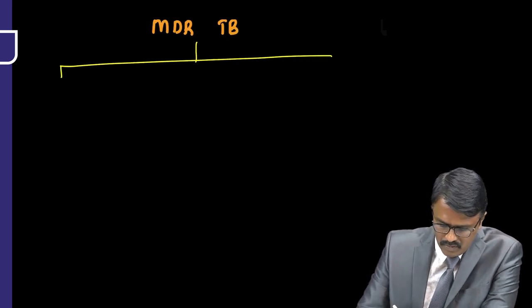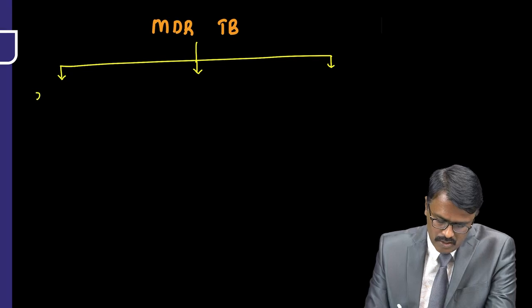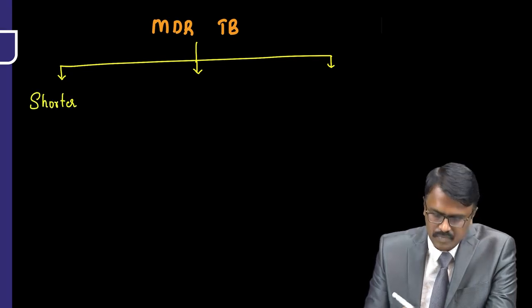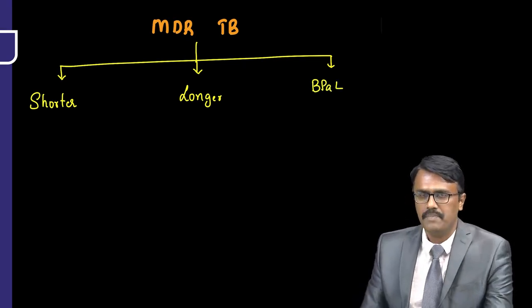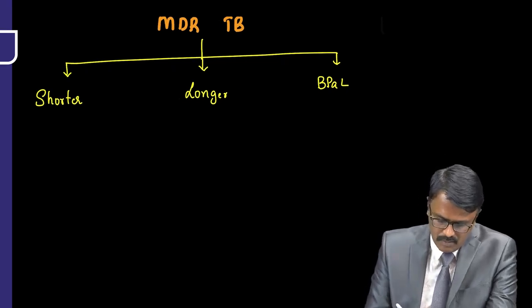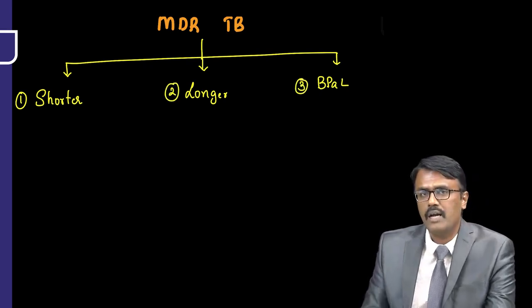To manage multi-drug resistant TB, we have 3 important regimens proposed. What are those? Number 1, a shorter regimen, a longer regimen, and a regimen called BPAL. Let us understand them one by one. So this is the shorter regimen, longer regimen, and the BPAL regimen for MDR-TB. Let us start with the first one, the shorter regimen for MDR-TB.